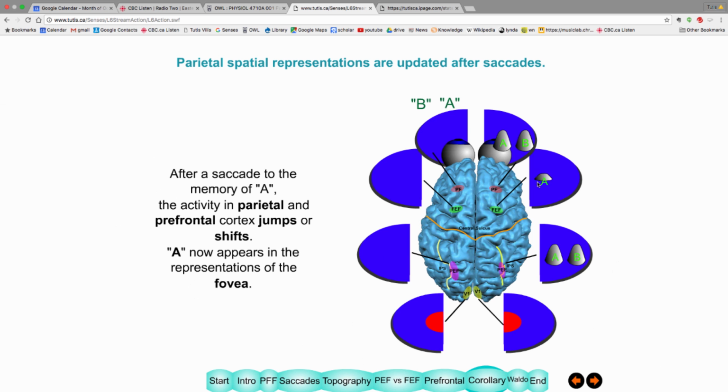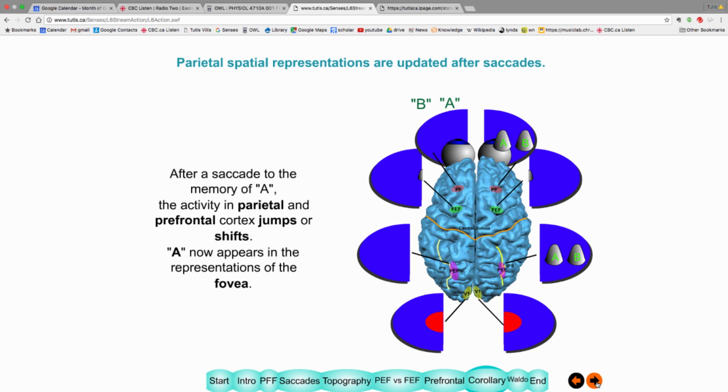And so the activity that was over here in A moves from the fovea, appears in the periphery here. A saccade is generated, and that hill moves back to the foveal representation. So here you can see these hills shifting over in your memory.